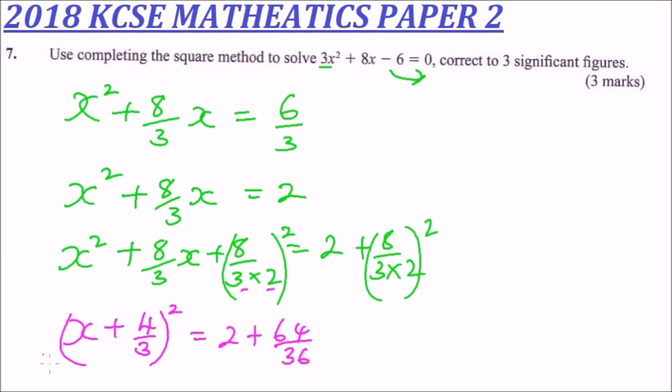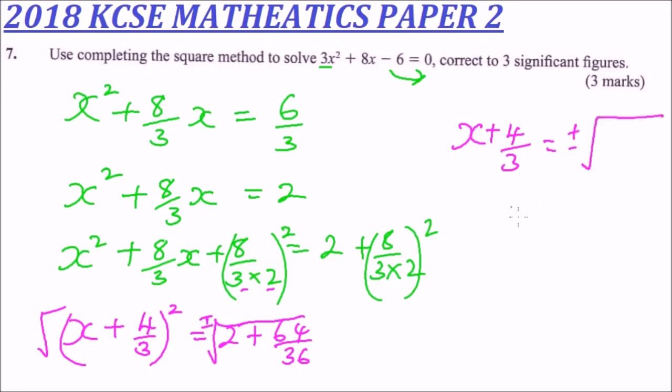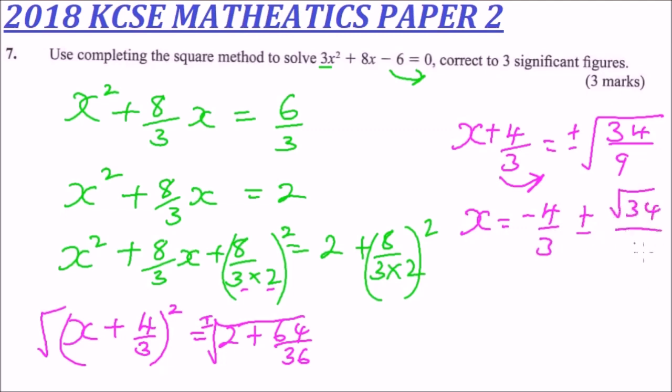Then we take the square root of both sides. Working out using your calculator, you get x plus 4 over 3 equals plus or minus, this is why we have plus or minus, the square root of 34 divided by 9. Then we take 4 over 3 to the other side, becomes minus. So our x equals minus 4 over 3 plus or minus the square root of 34, and the square root of 9 is 3.